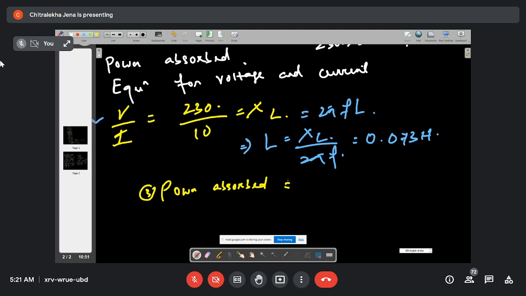Okay, okay. So, what is the formula for the power absorbed?